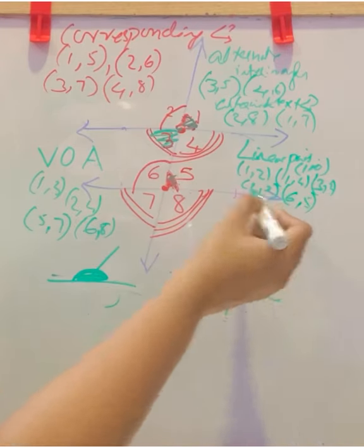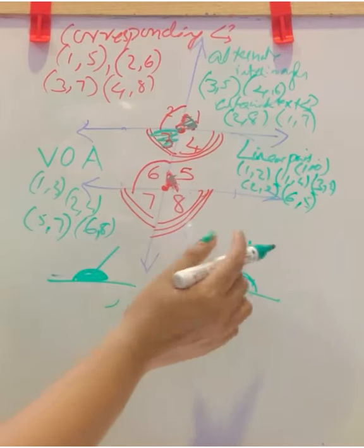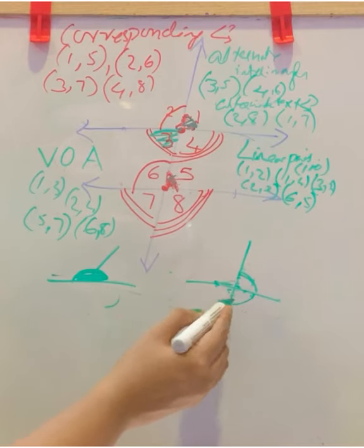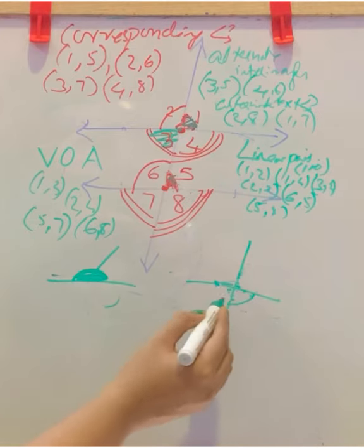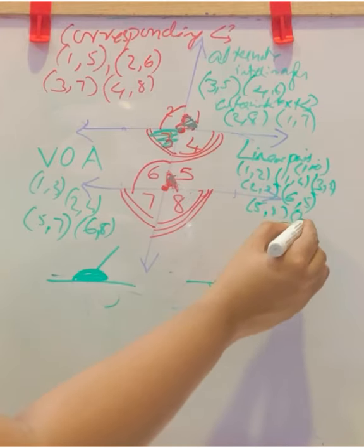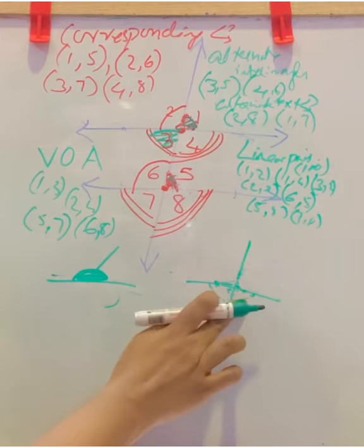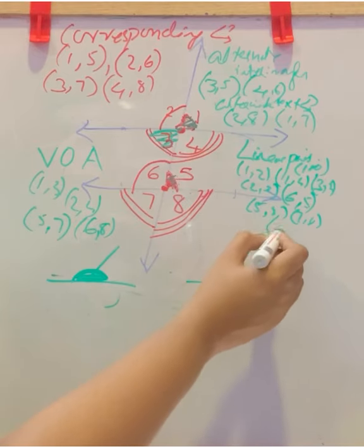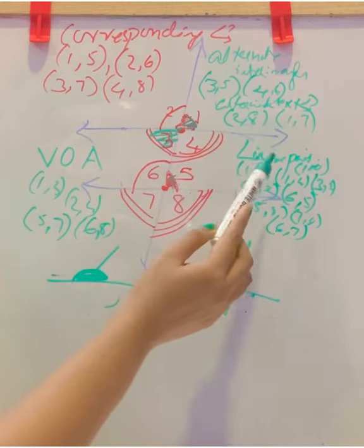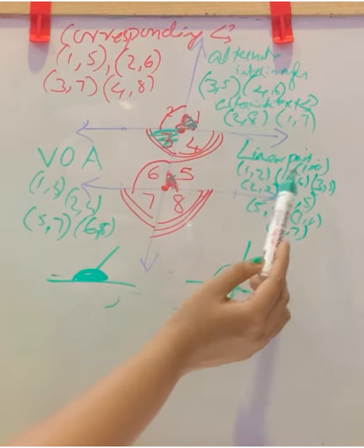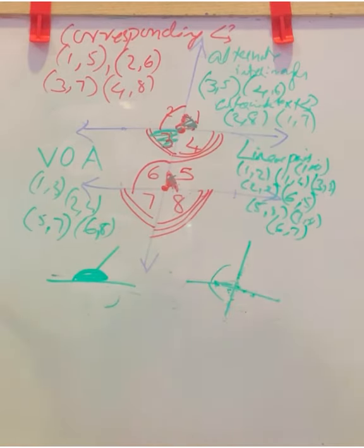6 and 5 are 180. Their sum is 180. Now next, 5 and 8. Their sum is 180. Now 8 and 7. Their sum is 180. Next 7 and 6. Their sum is 180. So how many linear pairs are there? 1, 2, 3, 4, 5, 6, 7, 8 pairs. 8 linear pairs are here in this figure.